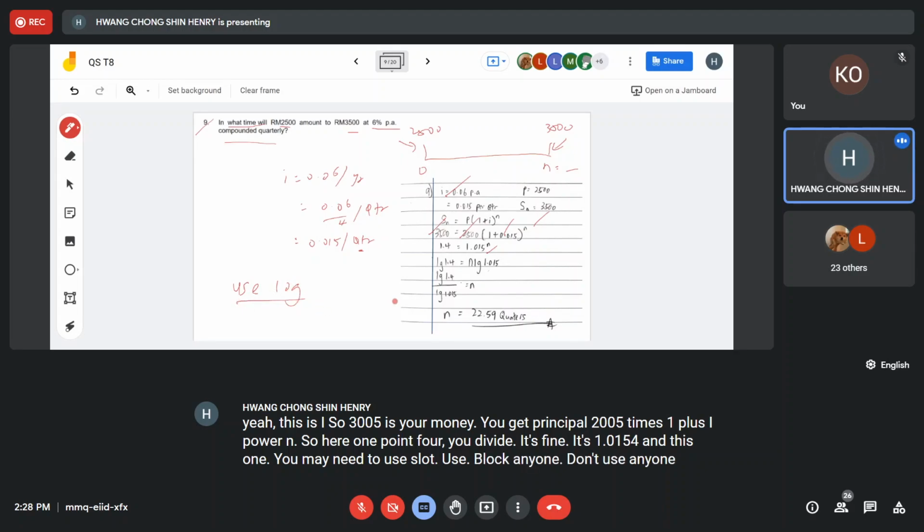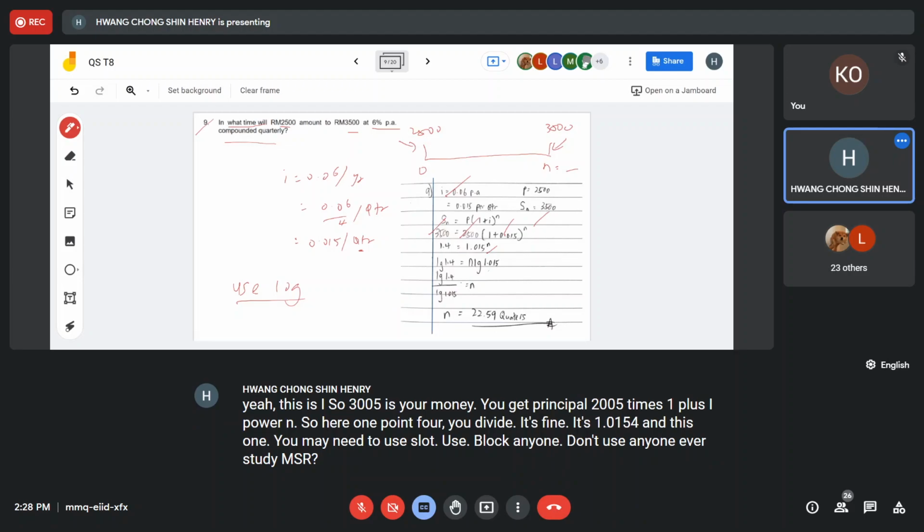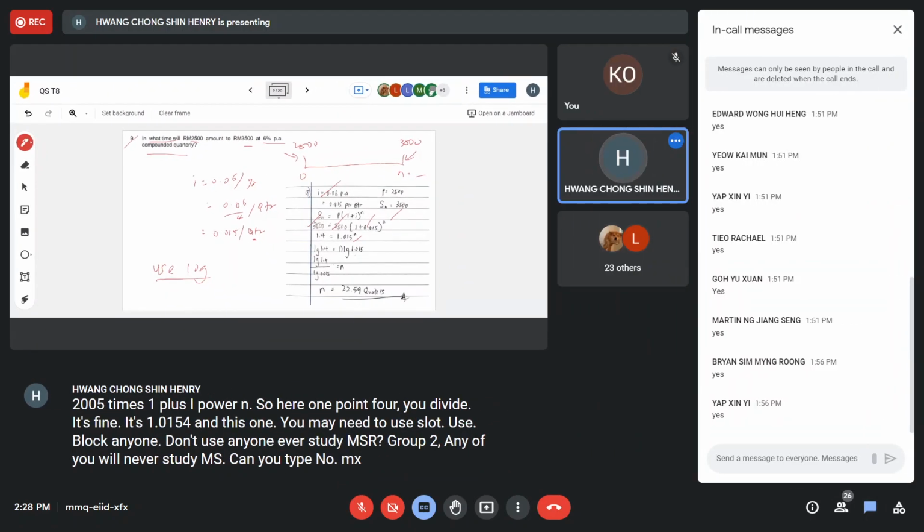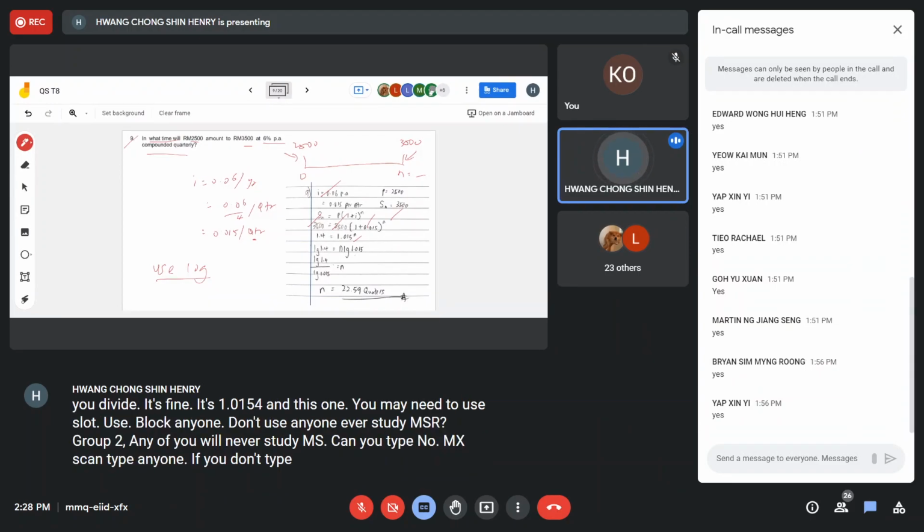Anyone don't use? Anyone never study MS? Group 2. Any of you never study MS? Can you type no, MS? Can you type, anyone? If you don't type, means everyone learned MS before.